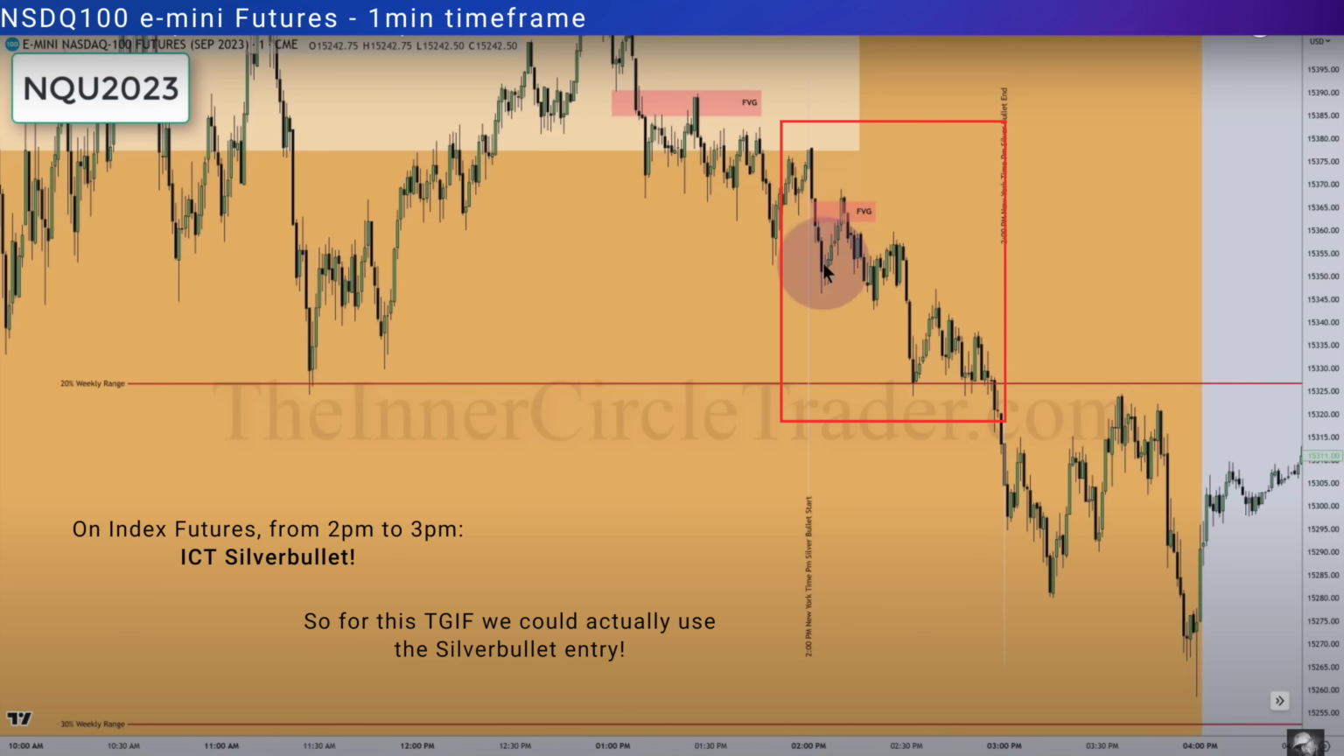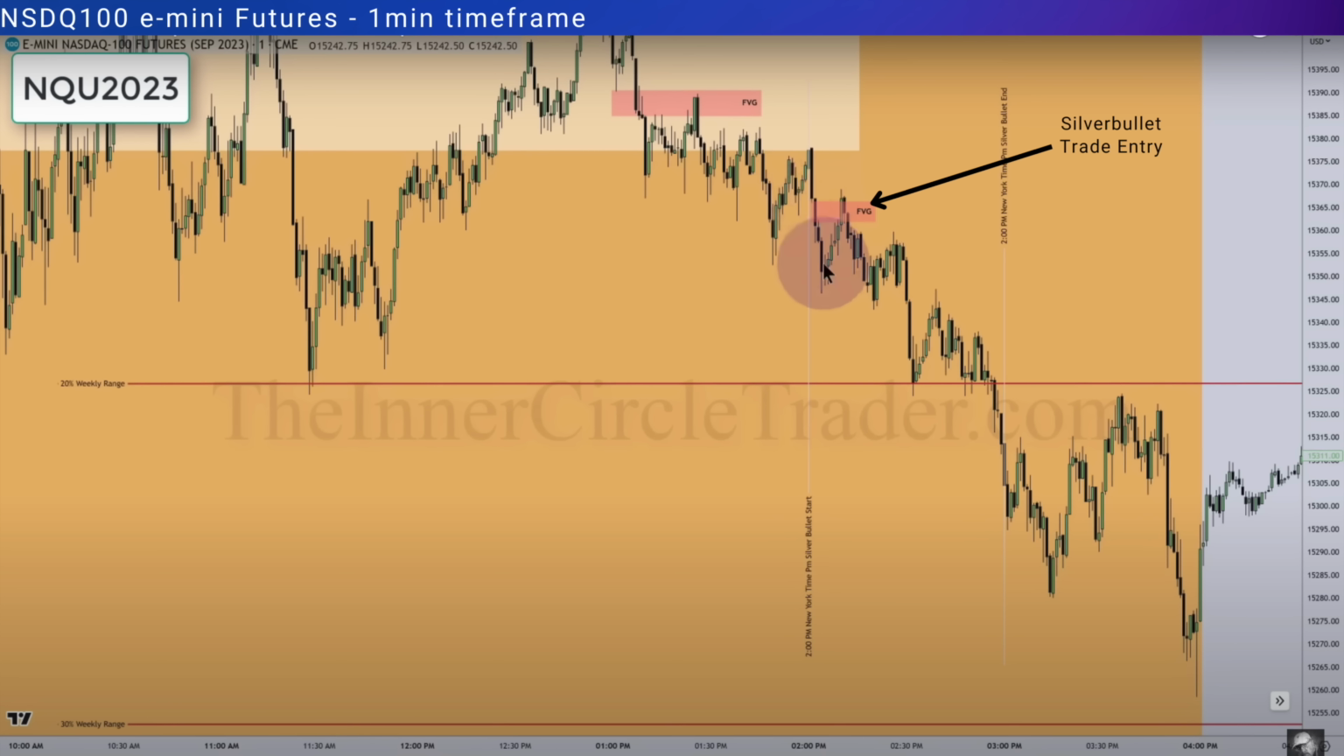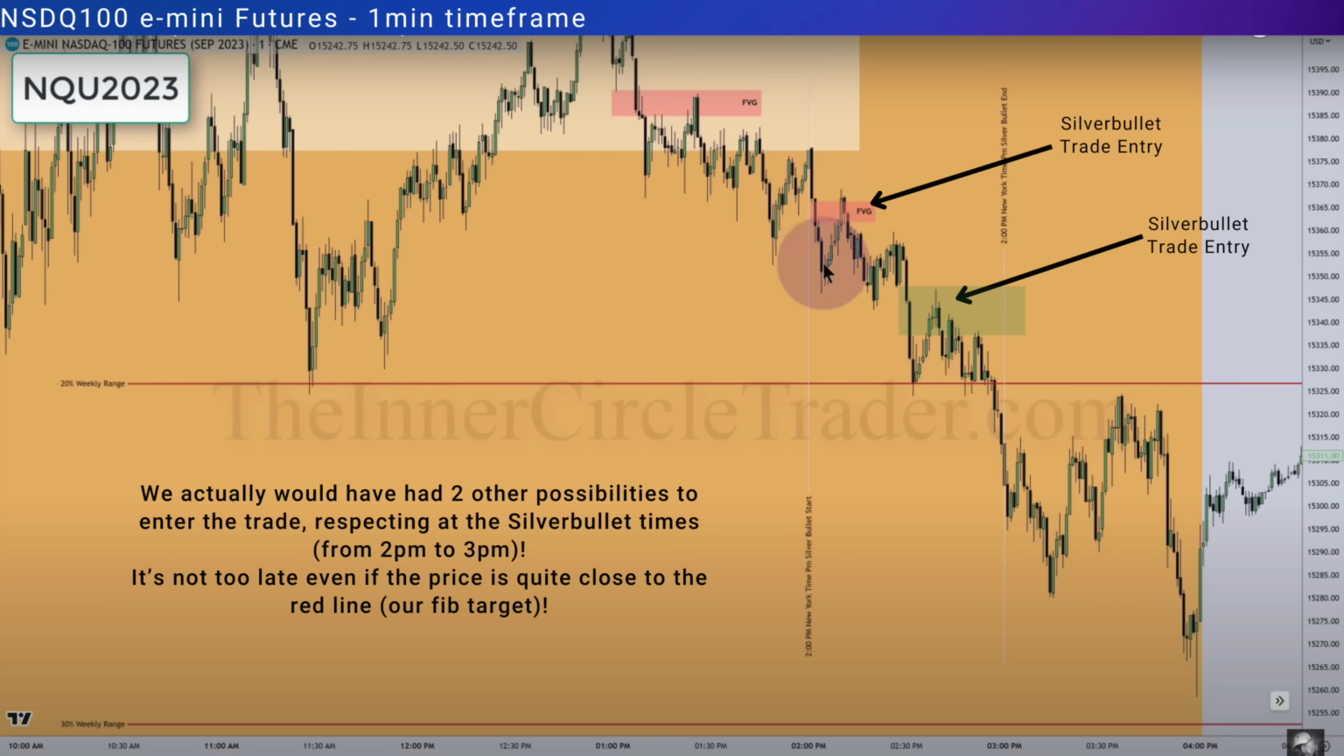entry. Guys, just a quick parenthesis, check out my video and the summary on the ICT silver bullet. If you have a fair value gap and price movements that occur right before the right time for you to enter the silver bullet, that should still be taken into consideration and you can still enter that trade. I mean, look at it here. So this fair value gap would be our silver bullet trade entry. But we also have another silver bullet trade entry, which you can see here with the fair value gap highlighted in green.